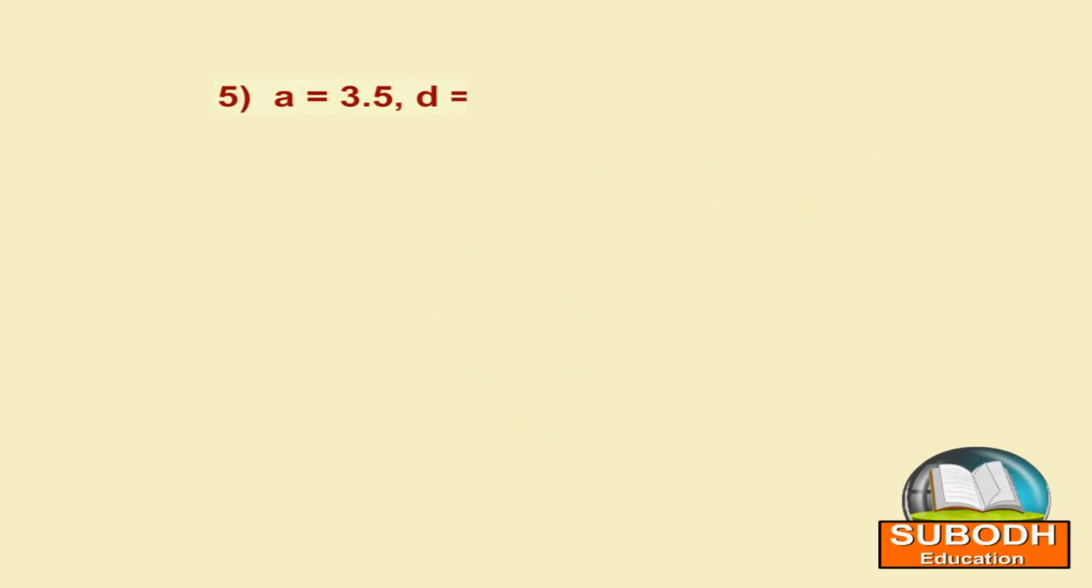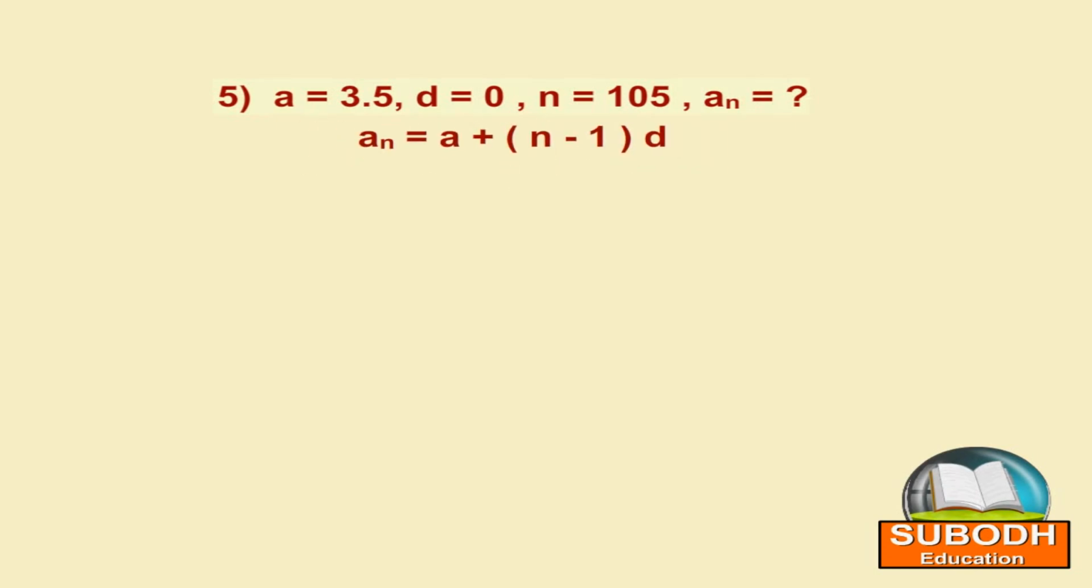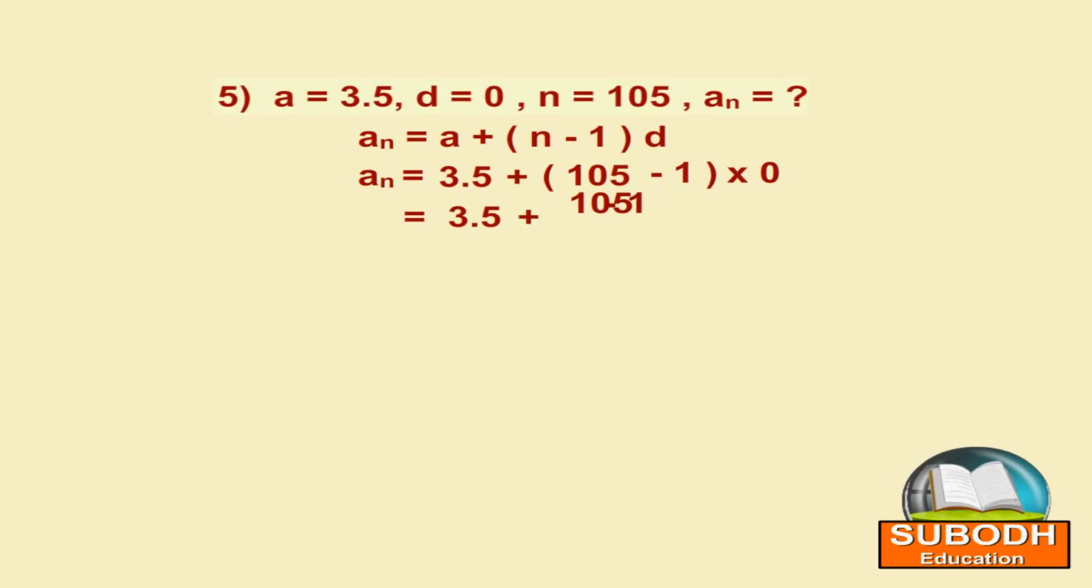Example 5. a is equal to 3.5, d is equal to 0, n is equal to 105, a_n is equal to question mark. Formula: a_n is equal to a plus (n minus 1) into d. a_n is equal to 3.5 plus (105 minus 1) into 0, which is 3.5 plus 104 into 0. 104 into 0, product 0, is equal to addition 3.5.